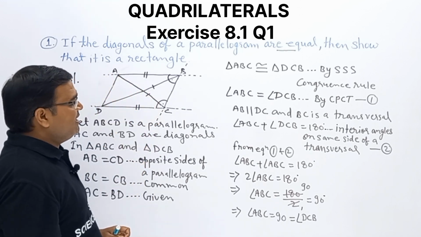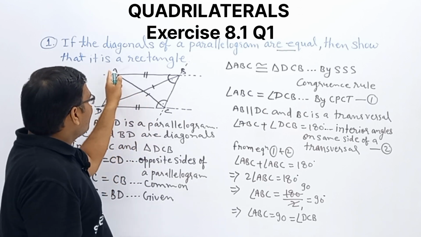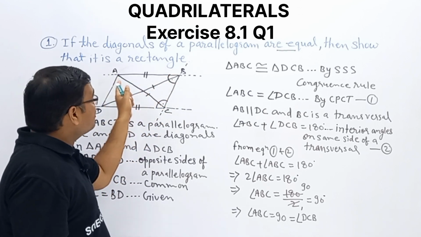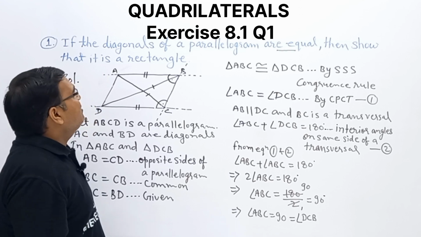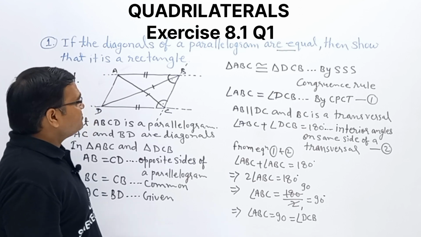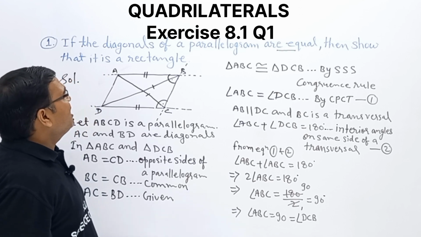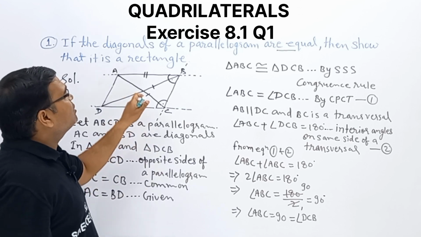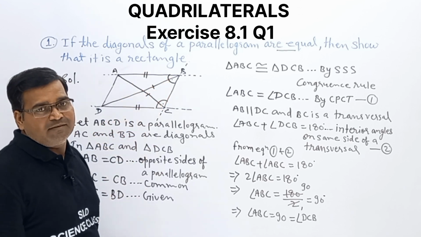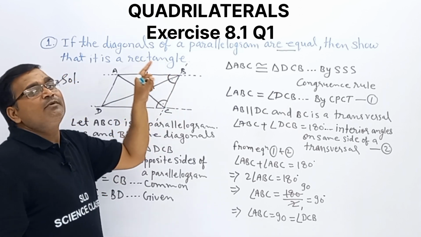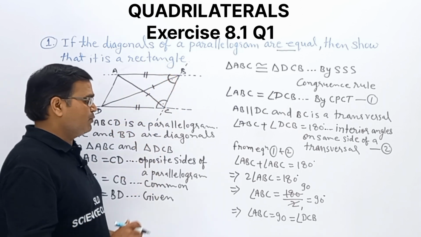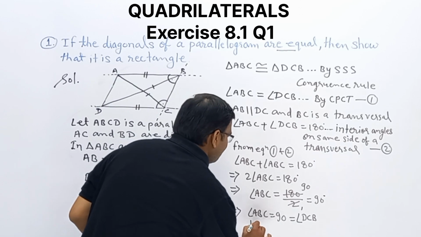So we can say, once the diagonals of a parallelogram are equal, then that parallelogram will be what? Rectangle. Clear? Diagonals are equal, then the parallelogram will be what? Rectangle. We proved this one. Hence proved.